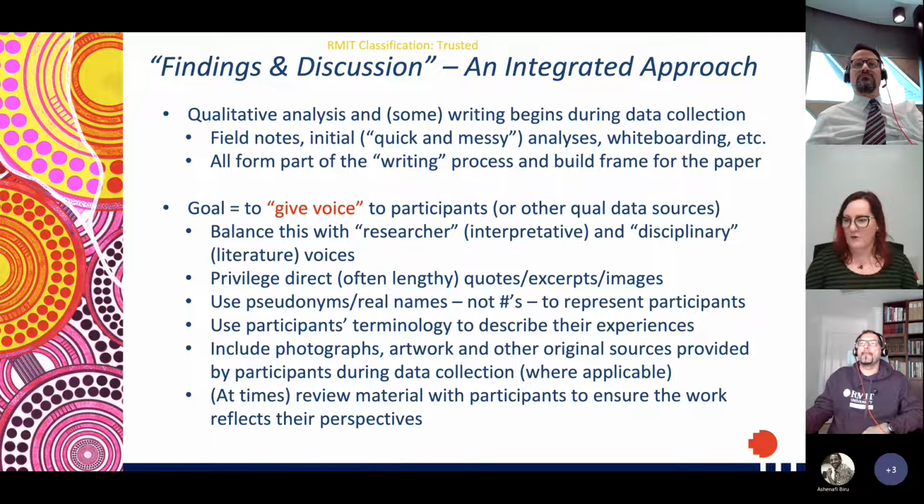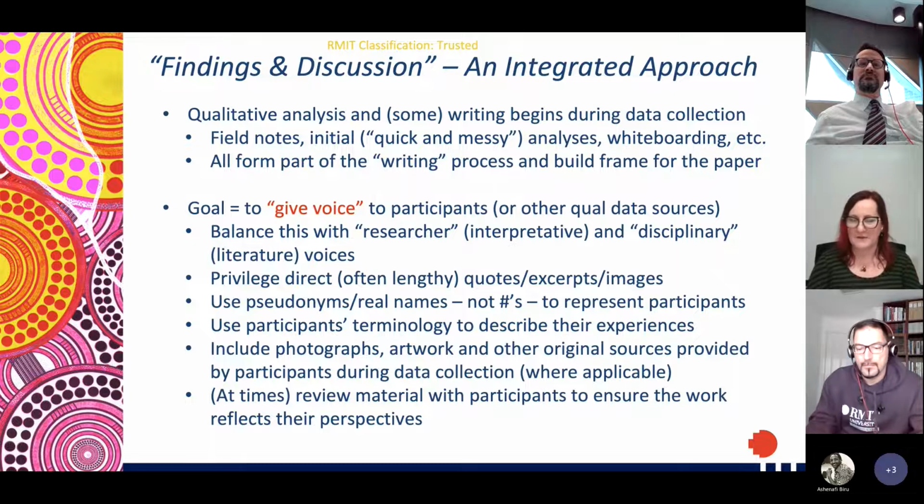So I'm trying to map out, what are my points of focus? How am I going to approach this? And so we definitely sit down to write the paper, but there's usually a lot of writing that's already been developed. The goal overall is to really give voice to participants.